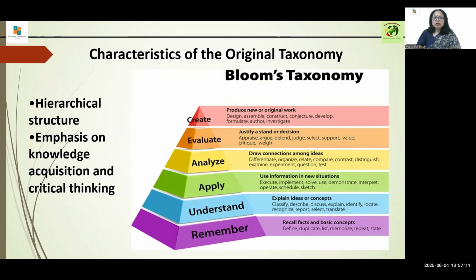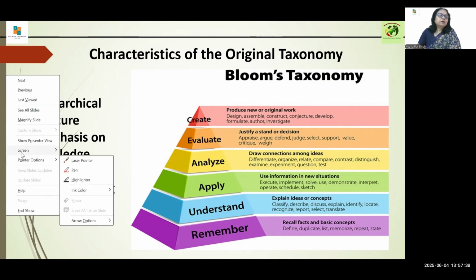So what are the characteristics of the original taxonomy? It has a hierarchical structure, as we can see. The pyramid has been made here. And the emphasis is on knowledge acquisition and critical thinking. So let's understand each one in a proper way.